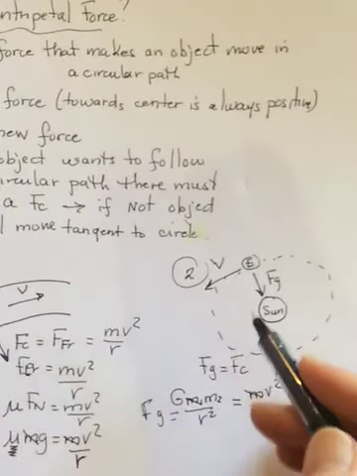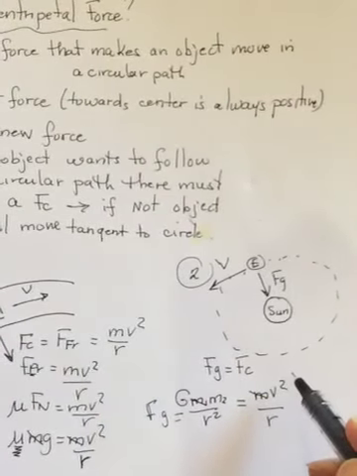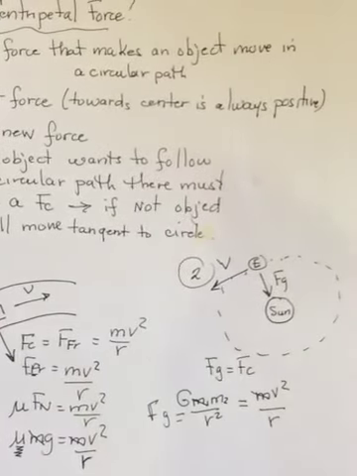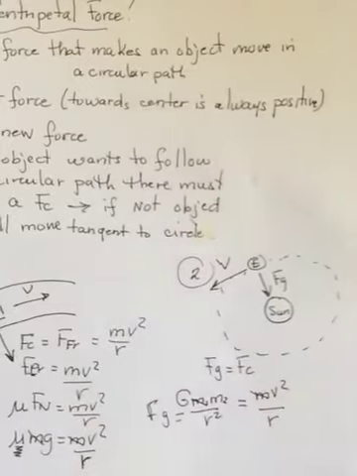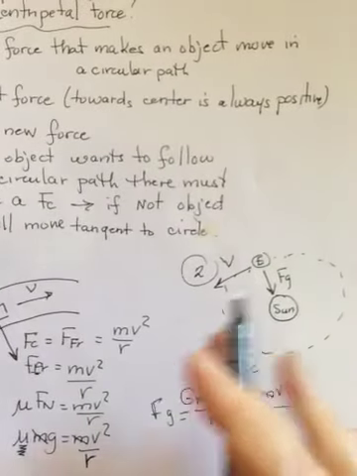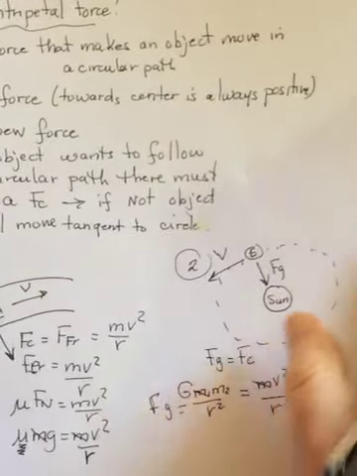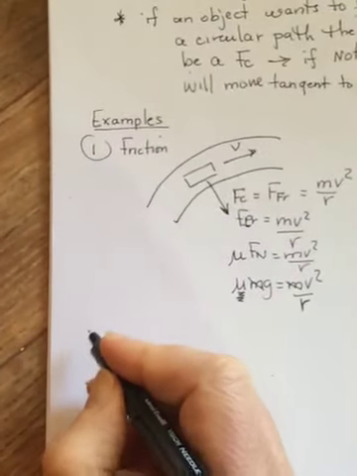If it was too far away, this side would be smaller and the pull wouldn't be big enough to hold it in. So it's in perfect balance here. Okay? So that's gravity. Another one is electrostatic.